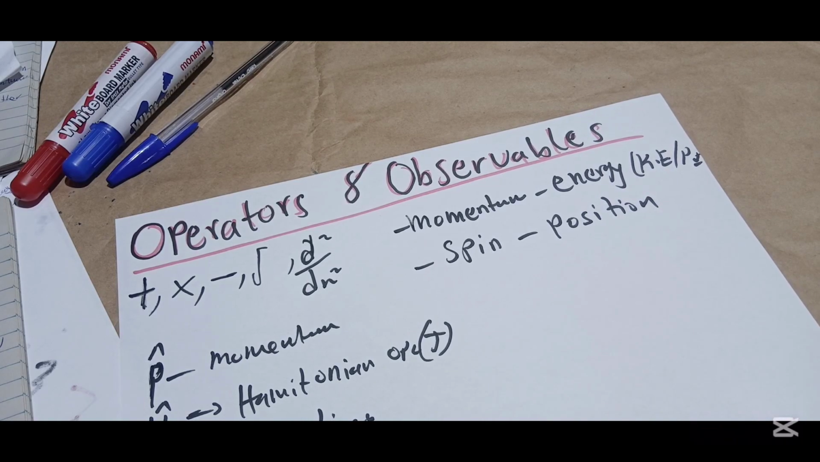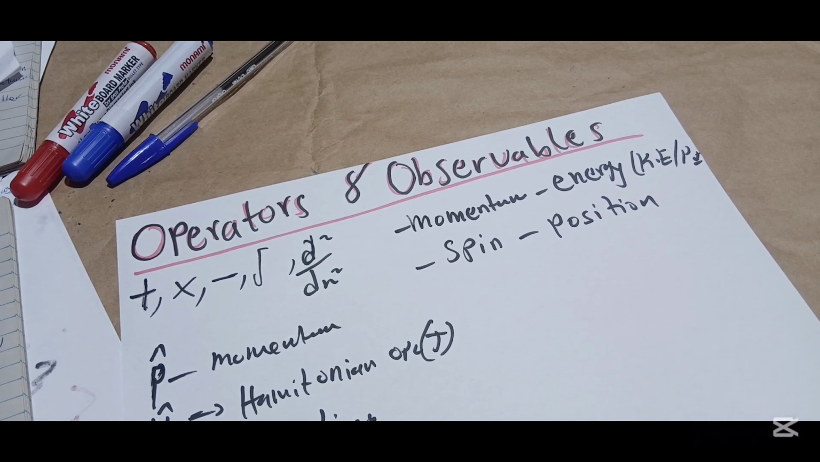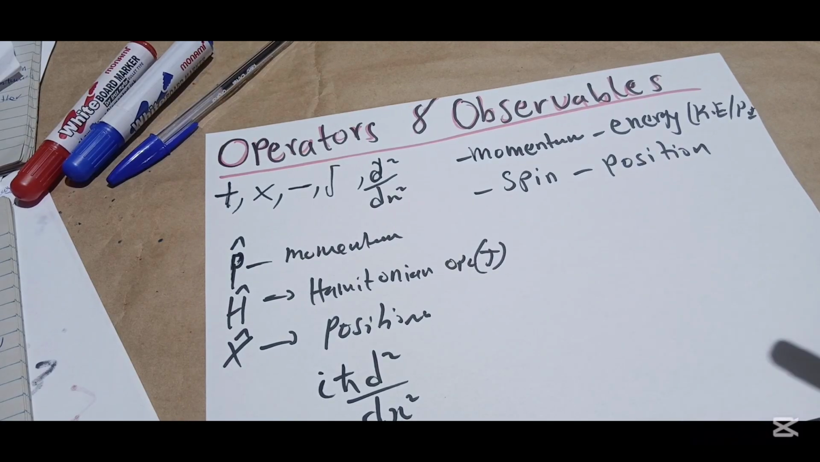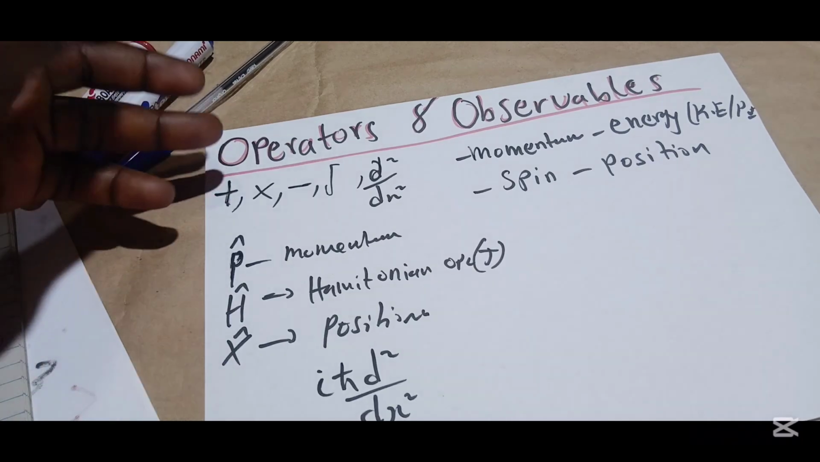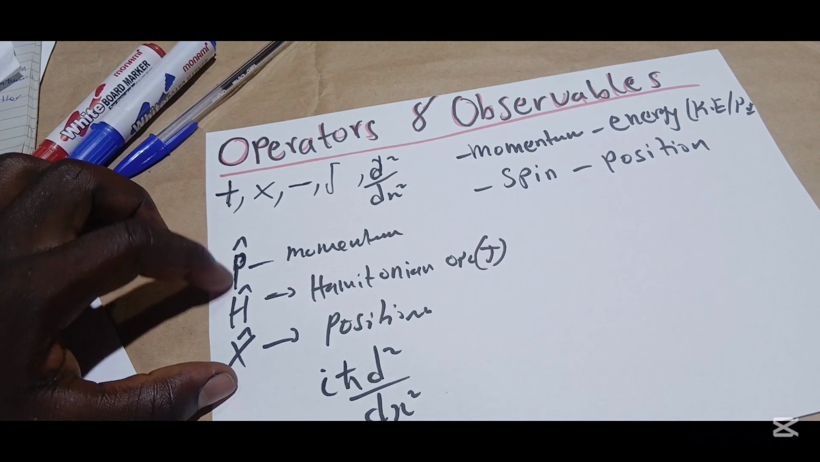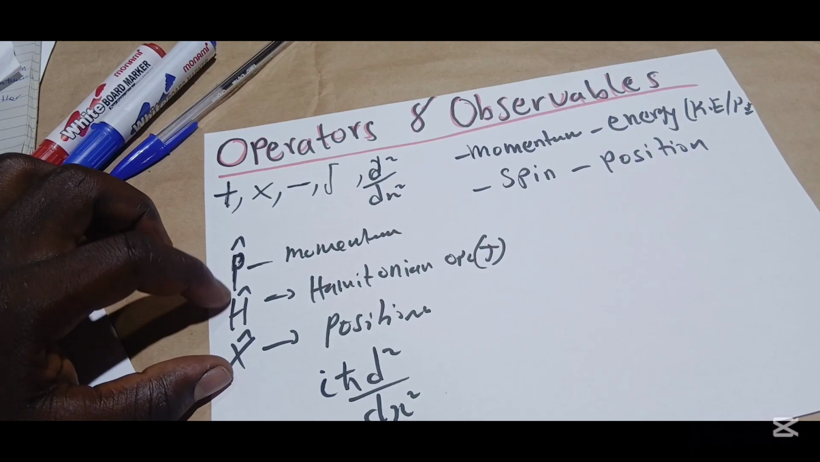An observable is basically the physical property of a system that you can measure: momentum, energy, spin, position. An operator is something that is telling you to do something, telling you to operate, right? In mathematics, we have the addition, the root sign, the derivative sign, and these are examples of operators in quantum mechanics too.